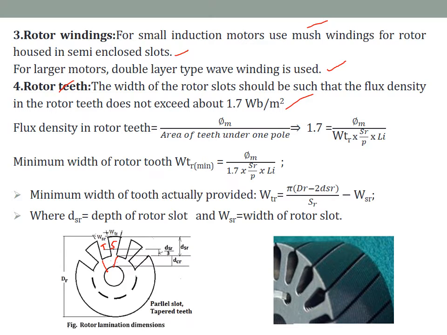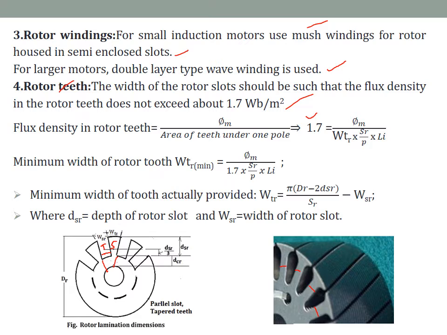So the tooth is made up of magnetic material. So now the flux density in the rotor teeth is equal to phi m divided by the area of teeth under one pole. So the flux density in the teeth should not exceed 1.7 Weber per meter square, which is equal to phi m over the area of teeth under one pole. That is the width of the teeth. This is the width of the teeth, okay, from here to here. You can see here these are the widths of the teeth, in the right hand side figure.